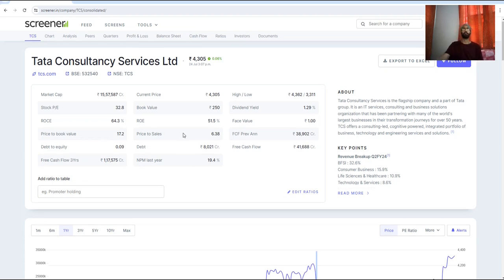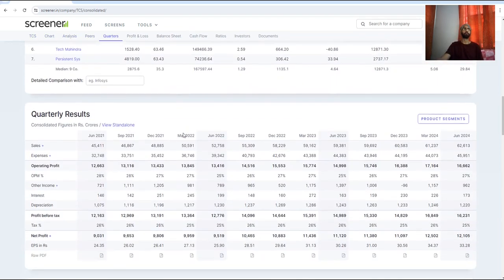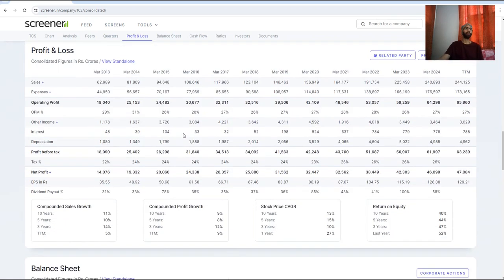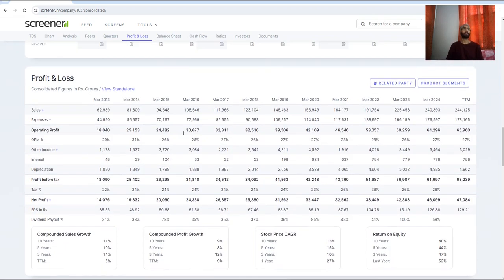Now, if you go down here, you can see the quarterly results, the sales, the expenses, the operating profits, the net profits. Same you can see for the annual numbers. Profit and loss annually: 62,989 crores in 2013 financial year. And right now it is 2.4 trillion approximately if you take the last 4 quarters.